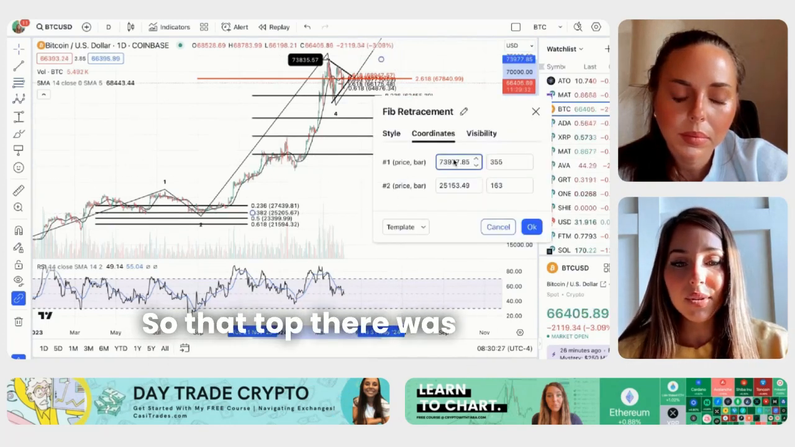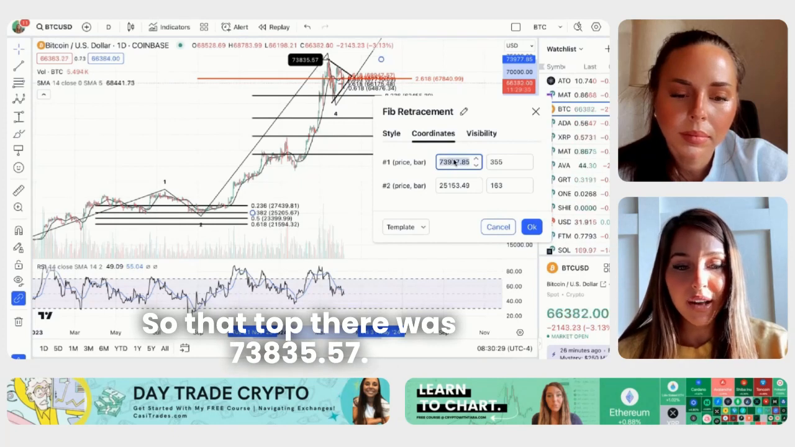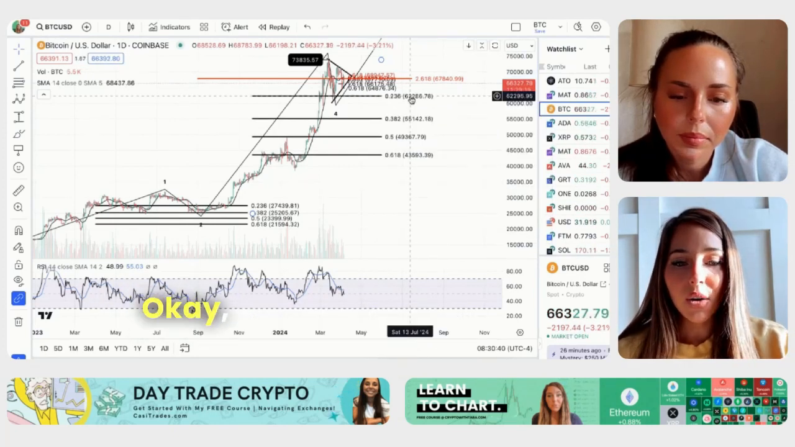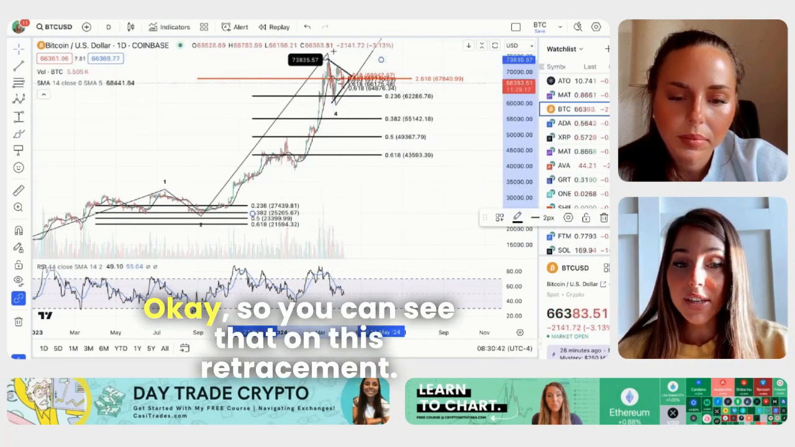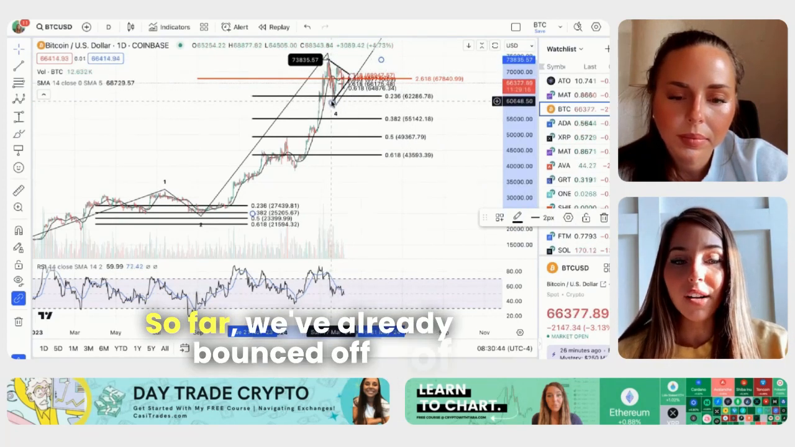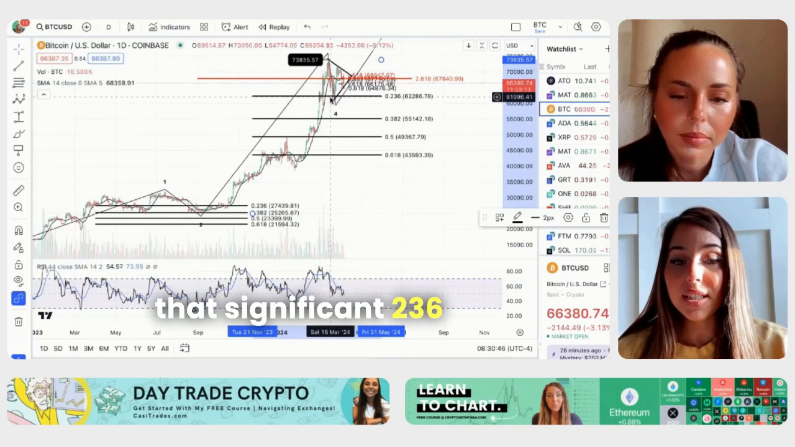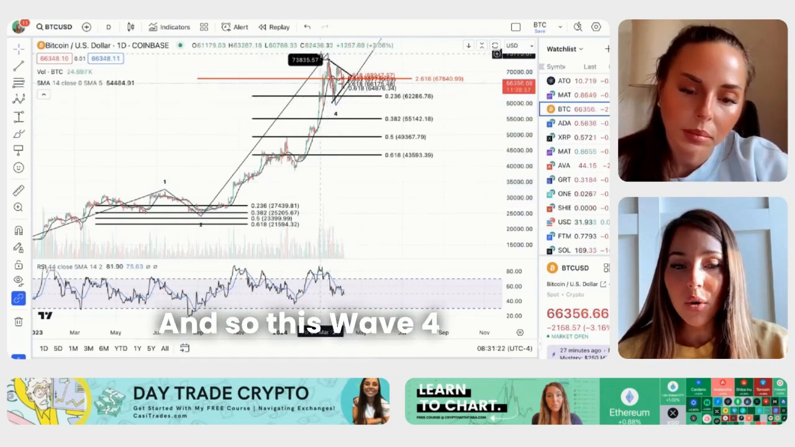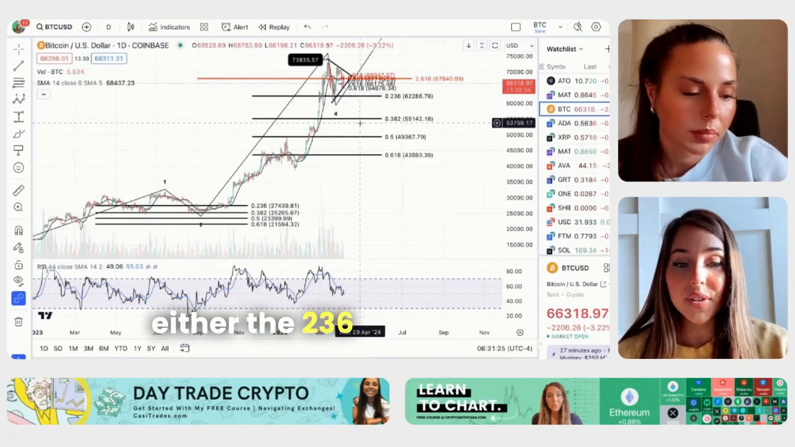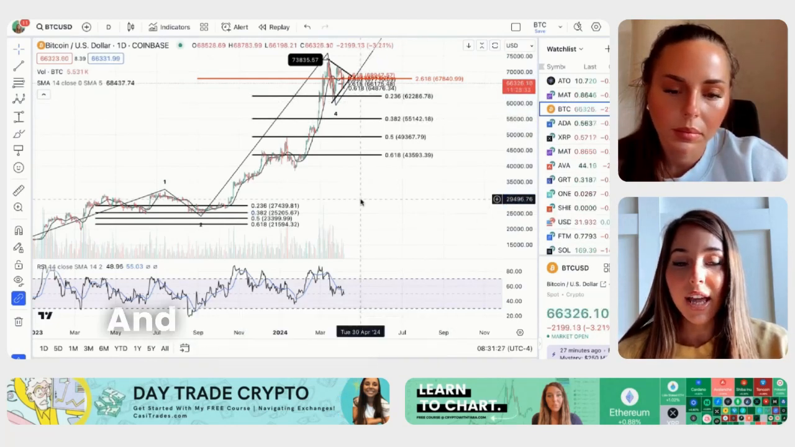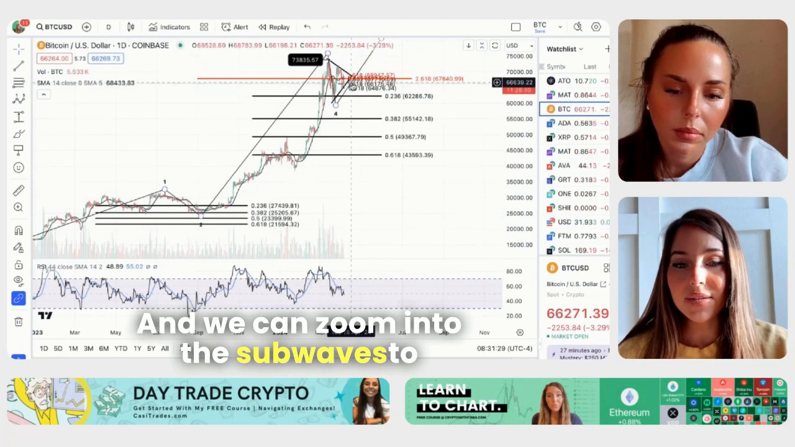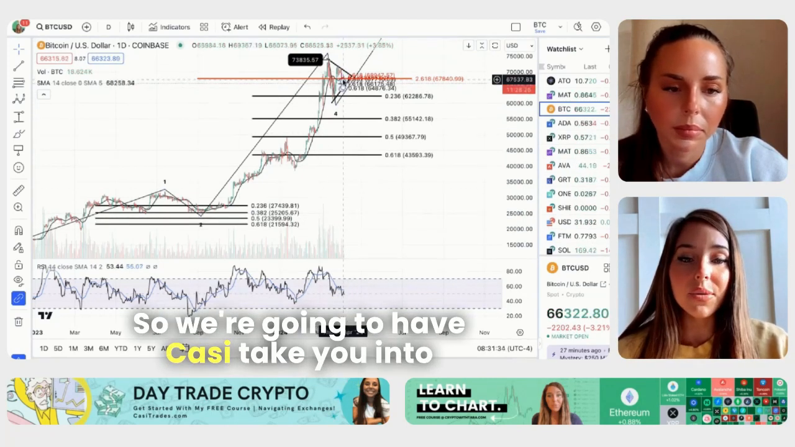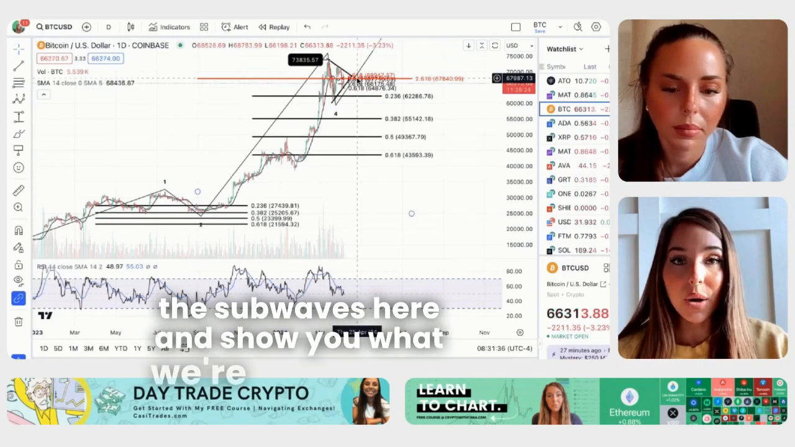That top there was 73835.57 and the bottom again was 24900. Okay, so you can see that on this retracement so far, we've already bounced off of that significant 236 support level at 62,000. This wave 4 typically targets either the 236 or the 382 level, and we can zoom into the subwaves to understand which level it's going to target. So we're going to have Cassie take you into the subwaves here and show you what we're expecting.